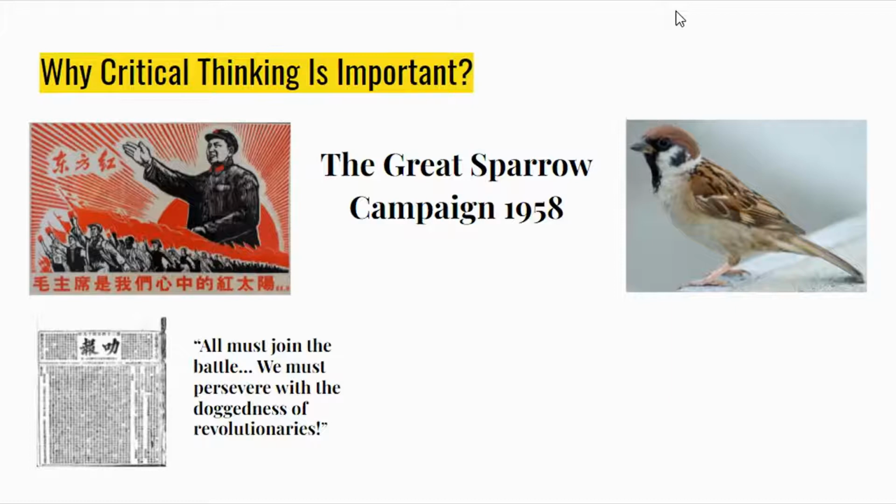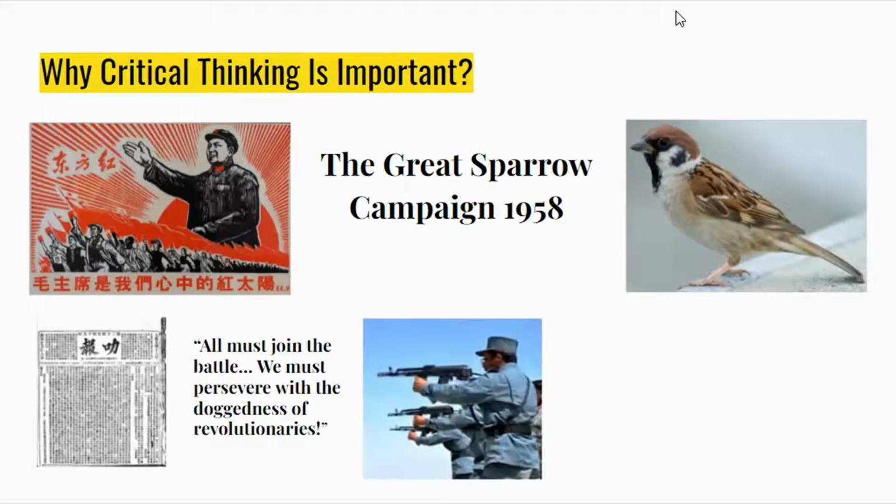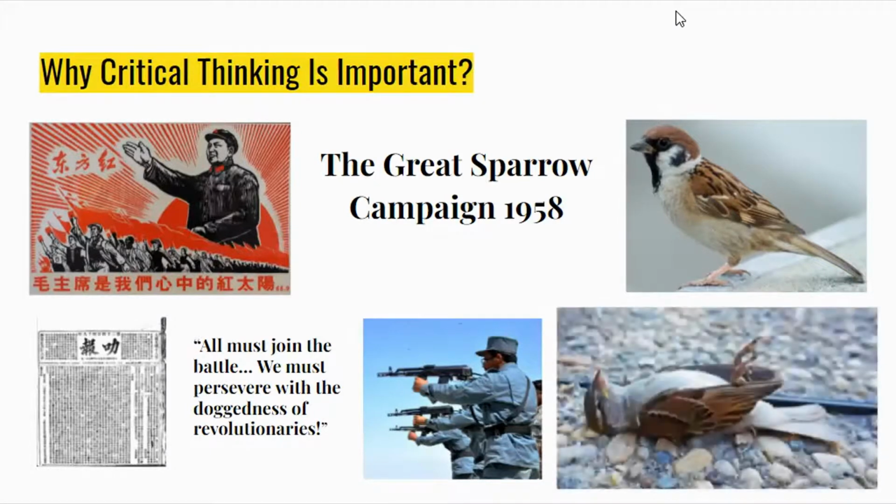And the methods they came up with to tackle this sparrow problem was by training students with rifles to shoot them out of the sky. They also spent a couple of days banging drums and pots and pans. So every time sparrows came to land, they would bang their pots and pans, bang their drums and scare the sparrows off. And this just made the sparrows continue to fly around until they became tired and eventually dropped out of the sky.